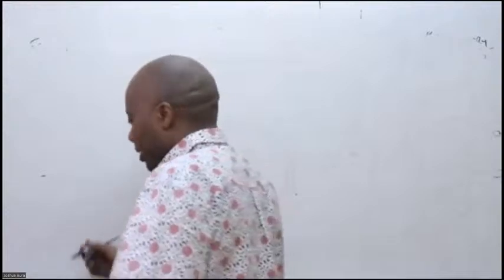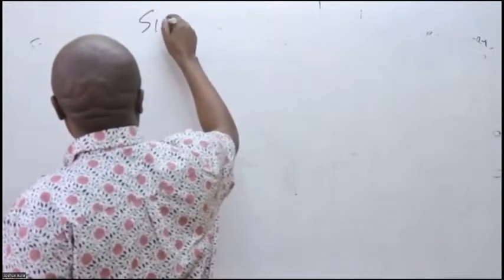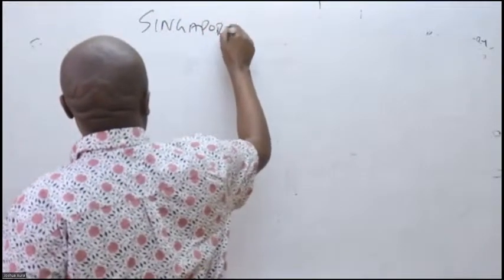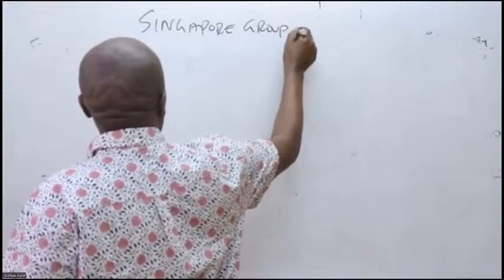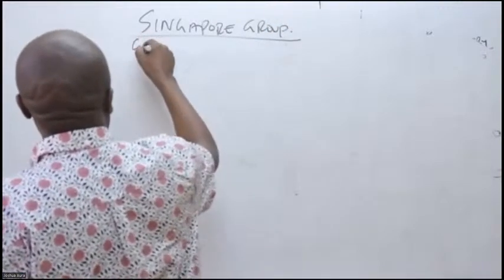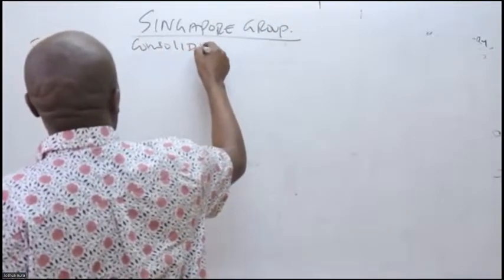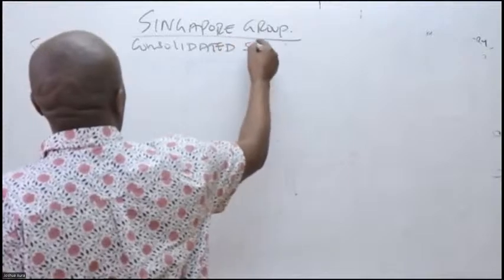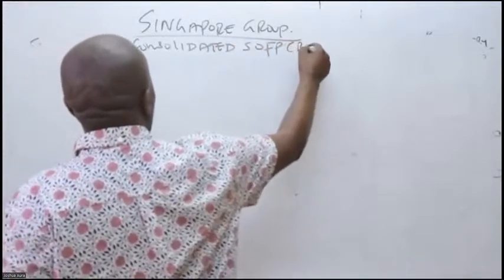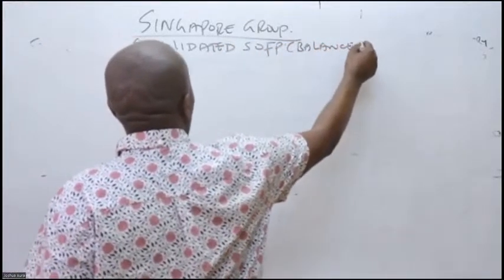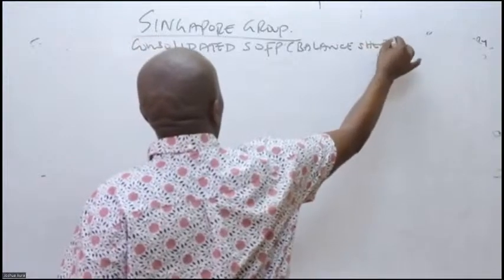So tell us there, Singapore Group, the group is owned by the name of the parent. So Singapore Group, consolidated statement of financial position or balance sheet.